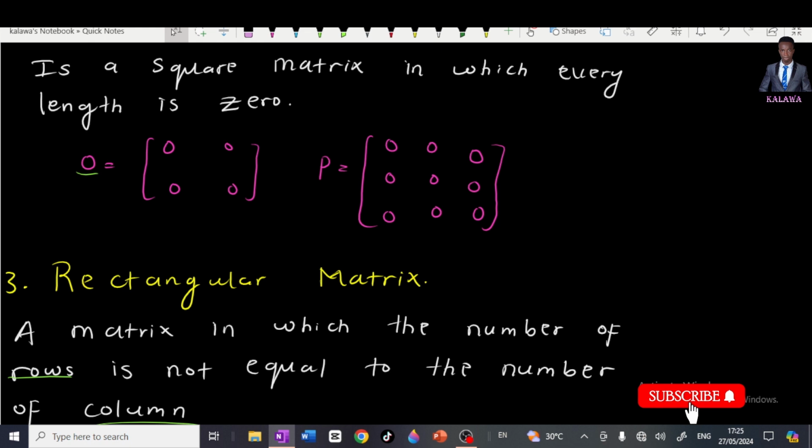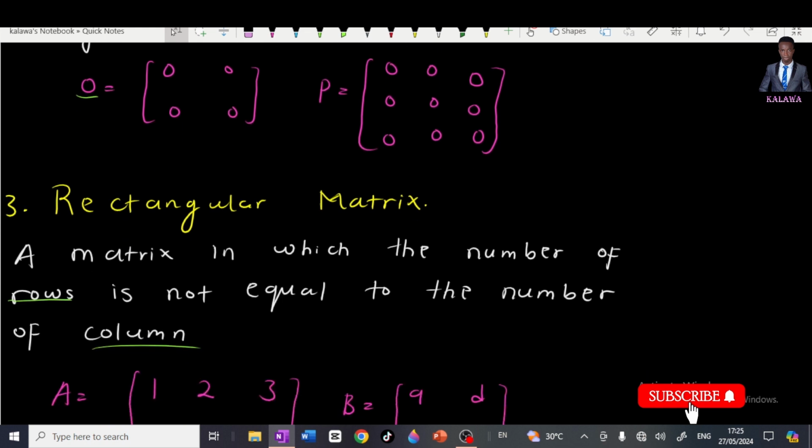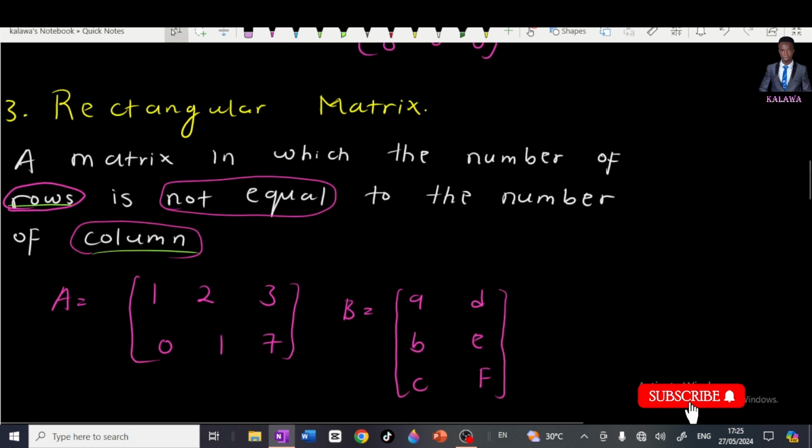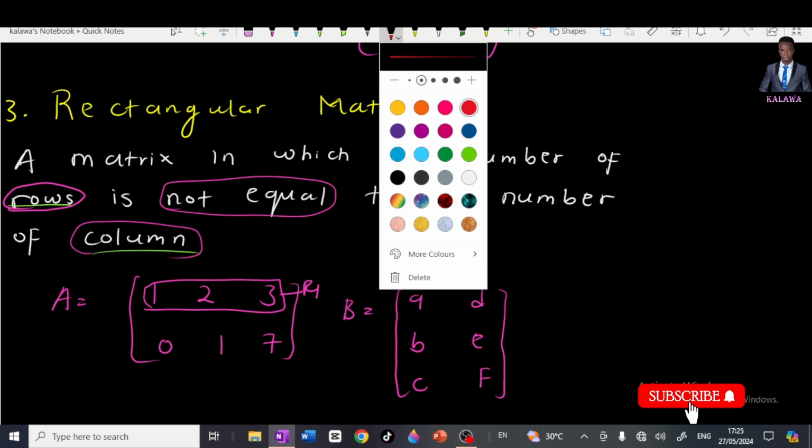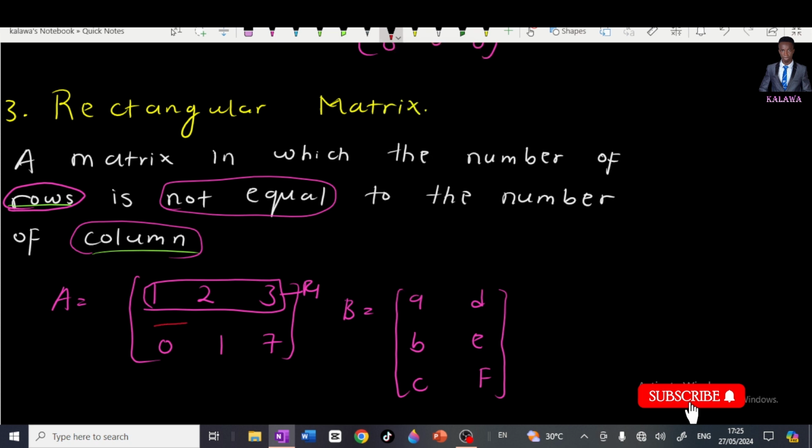We also have the rectangular matrix. It is the opposite. A rectangular matrix is a matrix in which the number of rows is not equal to the number of columns. Take note of this. Let's understand why this is a rectangular matrix. When we look at it, we only have two rows. 1, 2, 3 is R1, and 0, 1, 7 is R2.